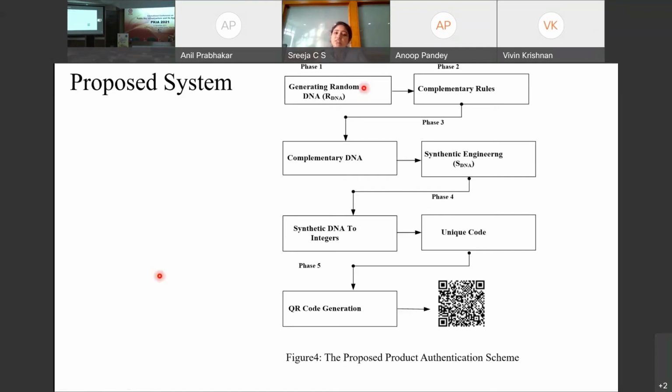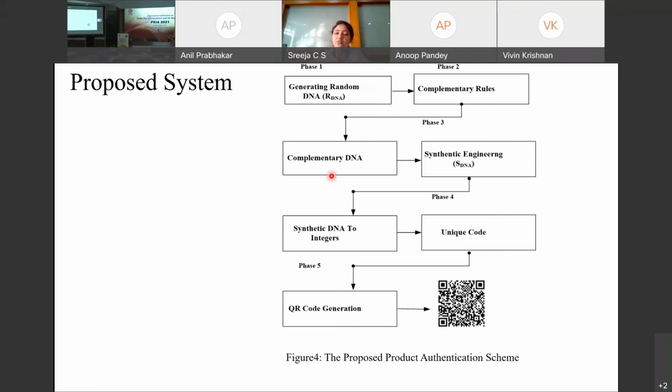So I generated random DNA using the gene designer tool. They always connect together by hydrogen bonds. It's known as the Watson-Crick complementary rule. That's phase 2. This entire system has 5 phases. Phase 1 is generating the random sequences, and phase 2 is applying the complementary rules, A and T, and G and C.